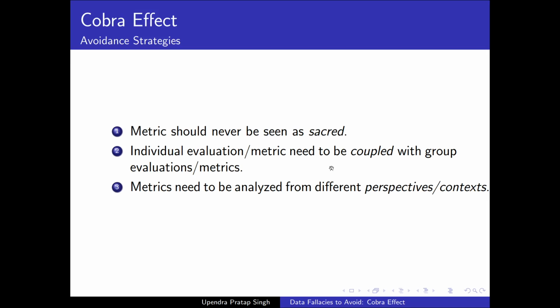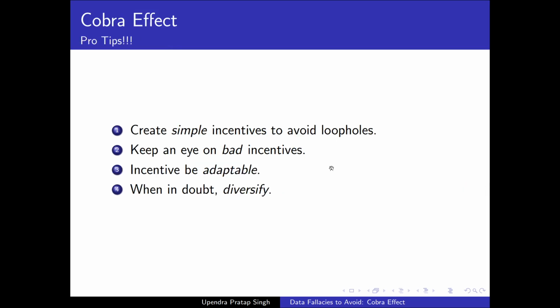Then individual evaluation of metrics needs to be coupled with group evaluations of metrics. Since no metric should be thought of as godlike, it's always a better idea to have two or more metrics, and then you figure out what the values reported for each of those metrics are and take a decision accordingly. The final decision must not be based on the values reported by a single metric. And if the need be, metrics should also be analyzed from different perspectives or contexts to figure out their utility in a given application domain.